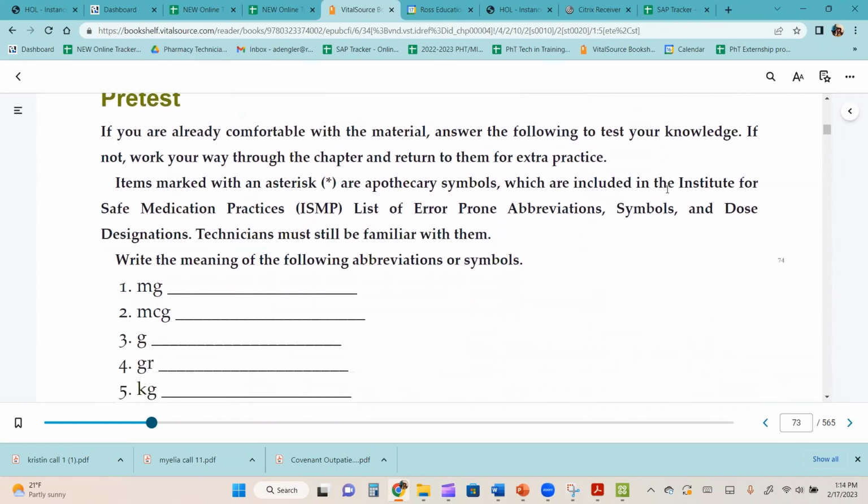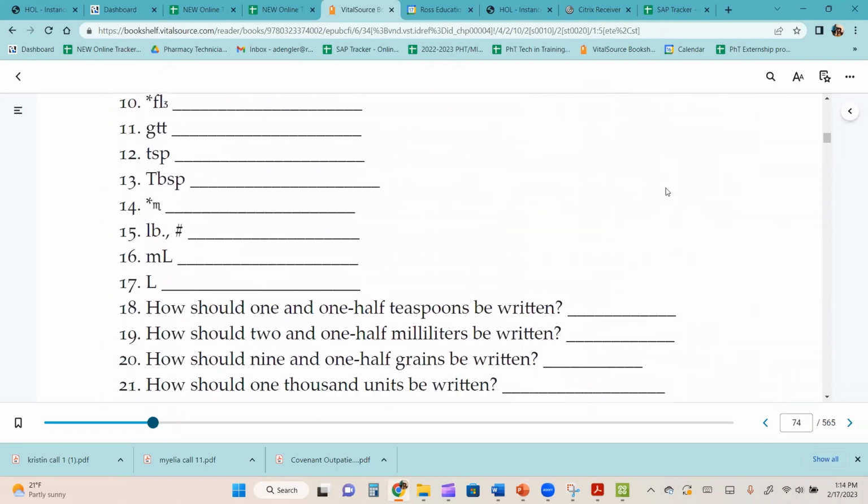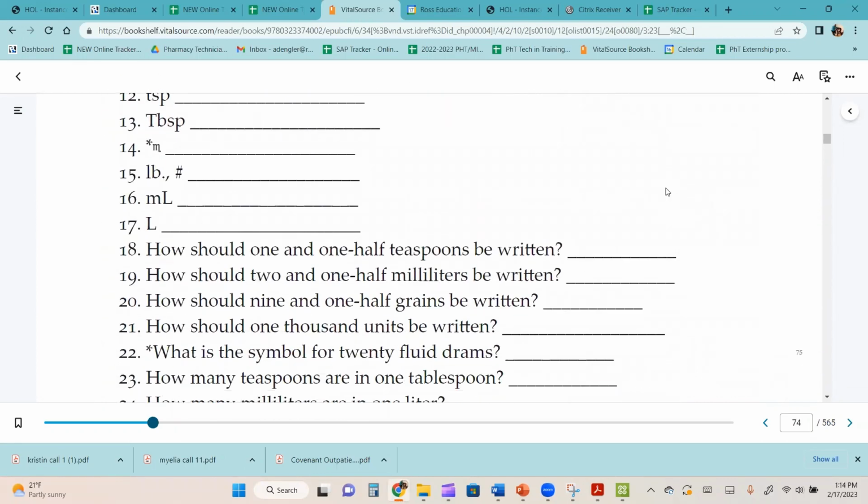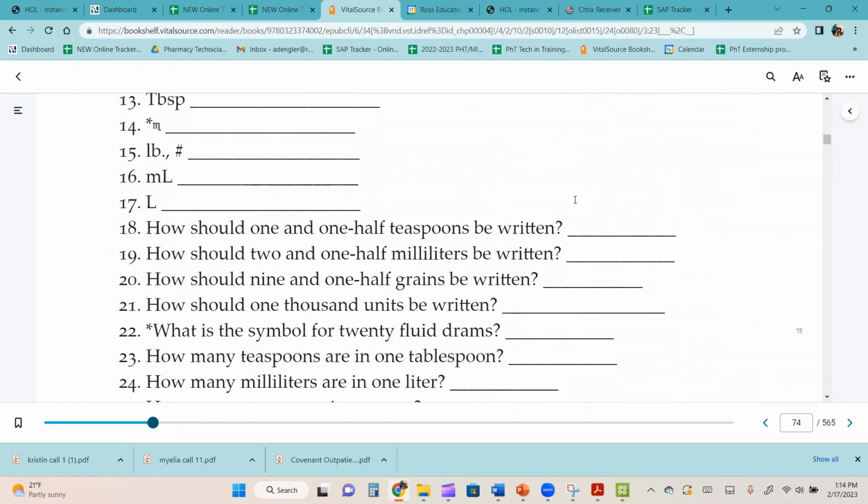And we're going to skip past this pre-test. Again, this is not required unless it's an assignment for you in Canvas.